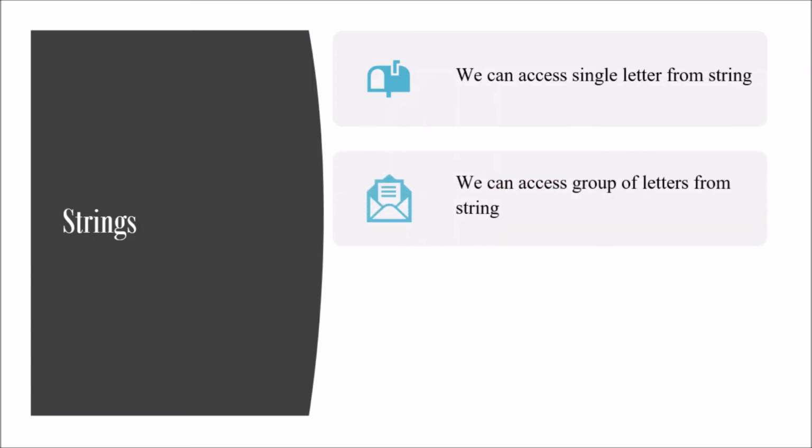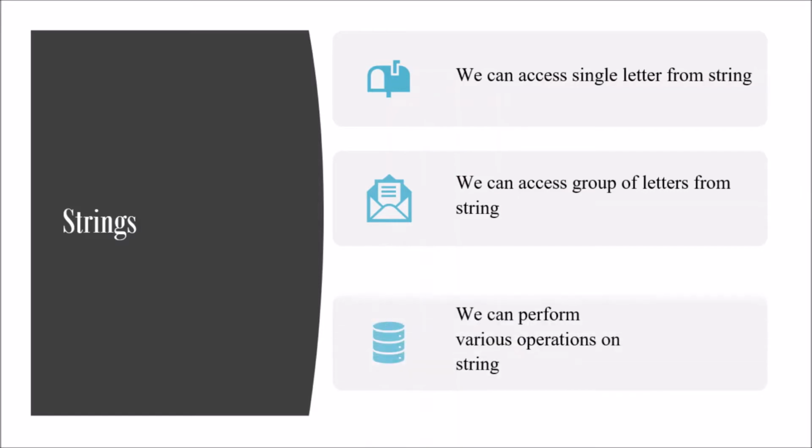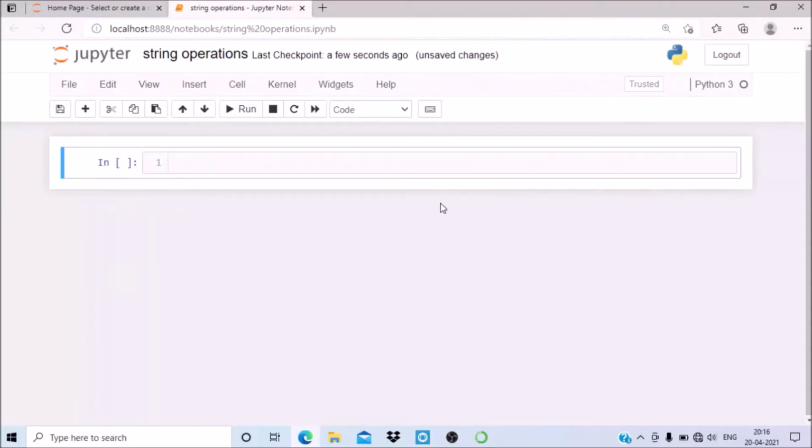How can we access it? I will show you in the Jupyter notebook. Then we can access a group of letters from the string. Also we can perform various operations on the string, like changing the string from lowercase to uppercase, from uppercase to lowercase, counting the number of characters in the string, adding strings, and reversing the string. So now in the Jupyter notebook we will perform various operations on the string.